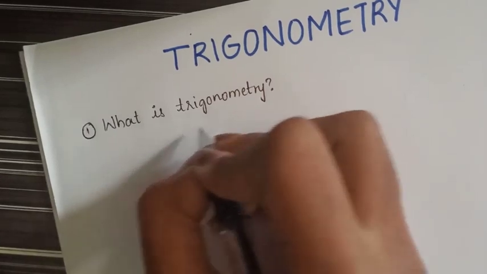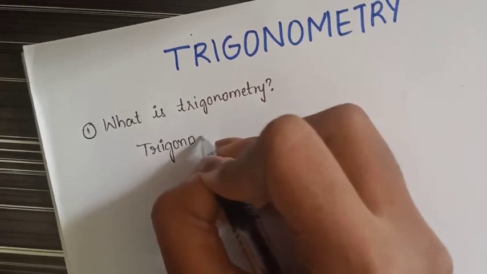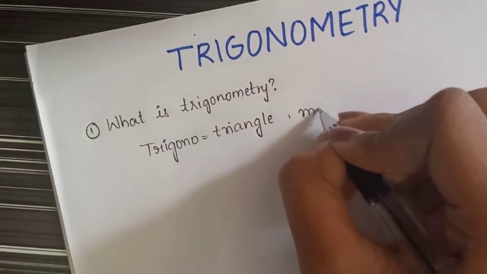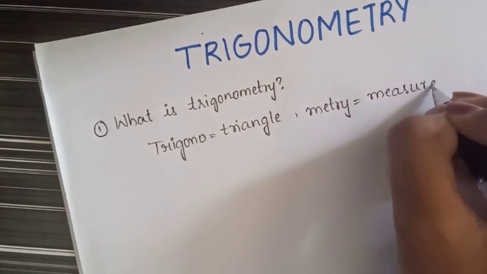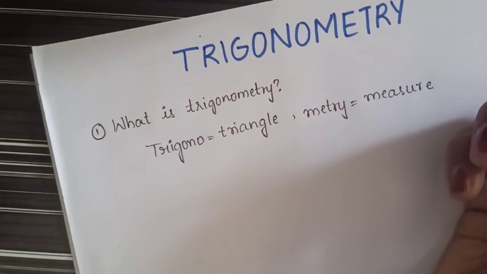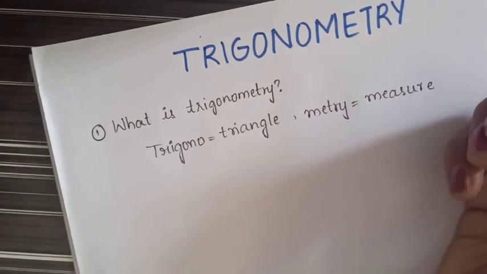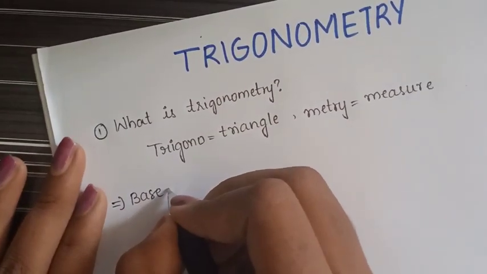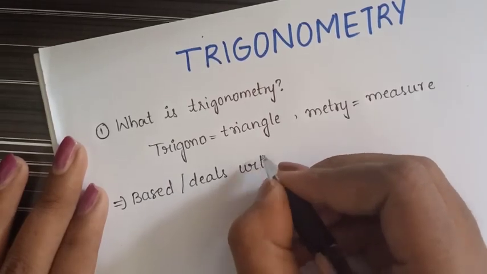Trigonometry, the word itself says, trigono means a triangle, and metry means measure. So basically, trigonometry is a branch of mathematics that studies the relationship between side lengths and angles of a triangle. It deals with right angle triangles.